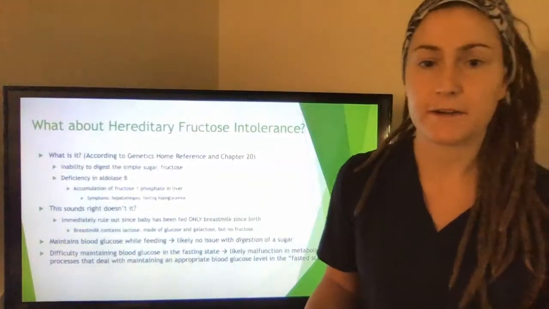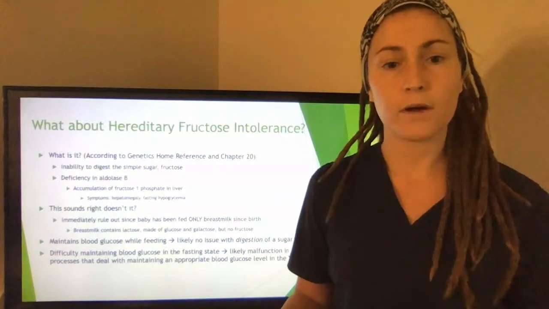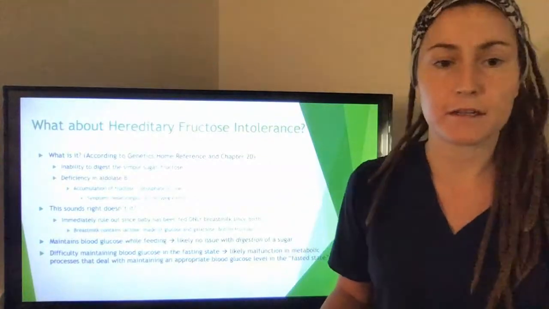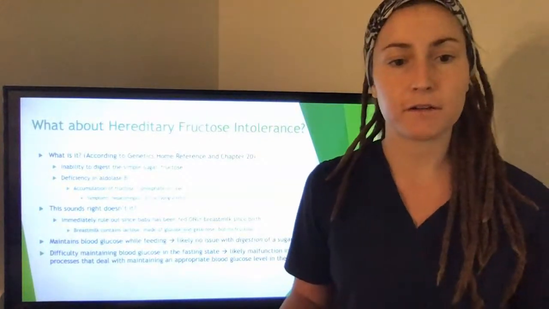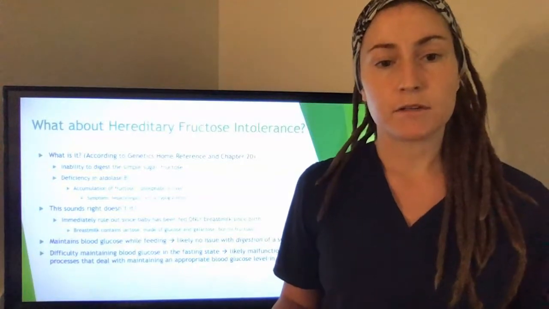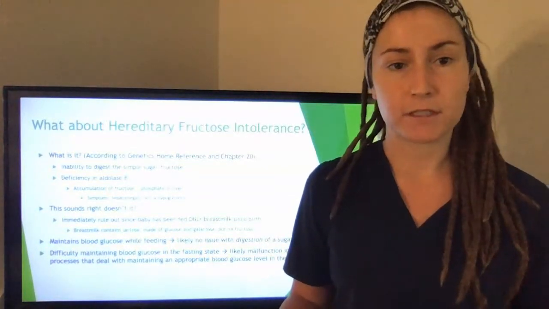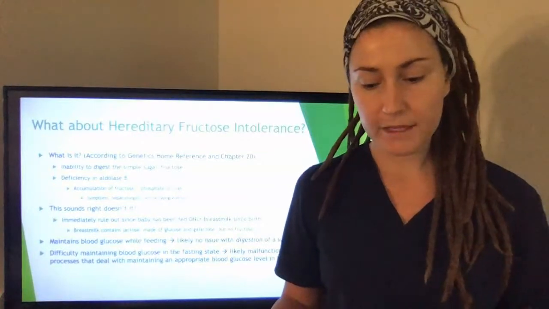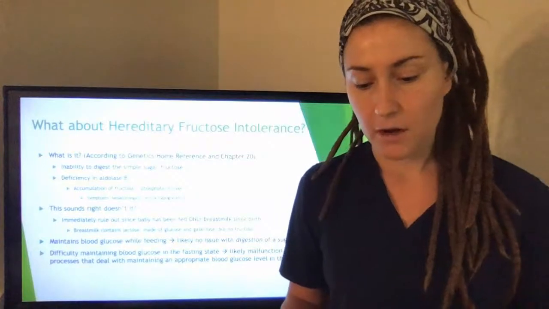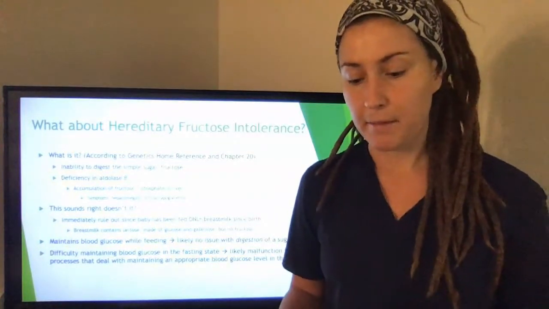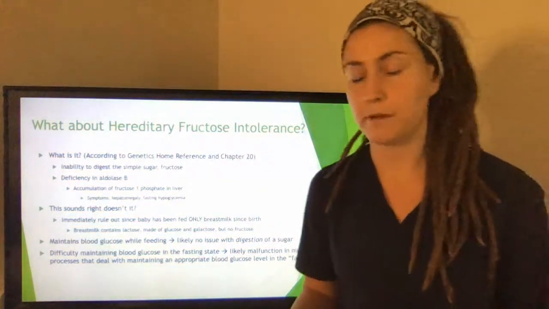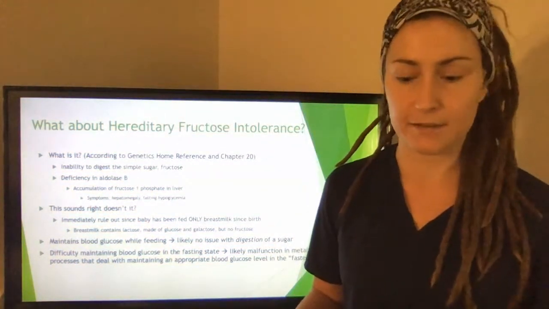So what about hereditary fructose intolerance? Well, according to the Genetics Home Reference and Chapter 20, we learned that hereditary fructose intolerance is an inability to digest the simple sugar fructose. So this is a deficiency in the enzyme aldolase B. And when this happens, we have an accumulation of fructose-1-phosphate in the liver, which sometimes leads to hepatomegaly and fasting hypoglycemia, which we may see when the baby is not feeding as often.